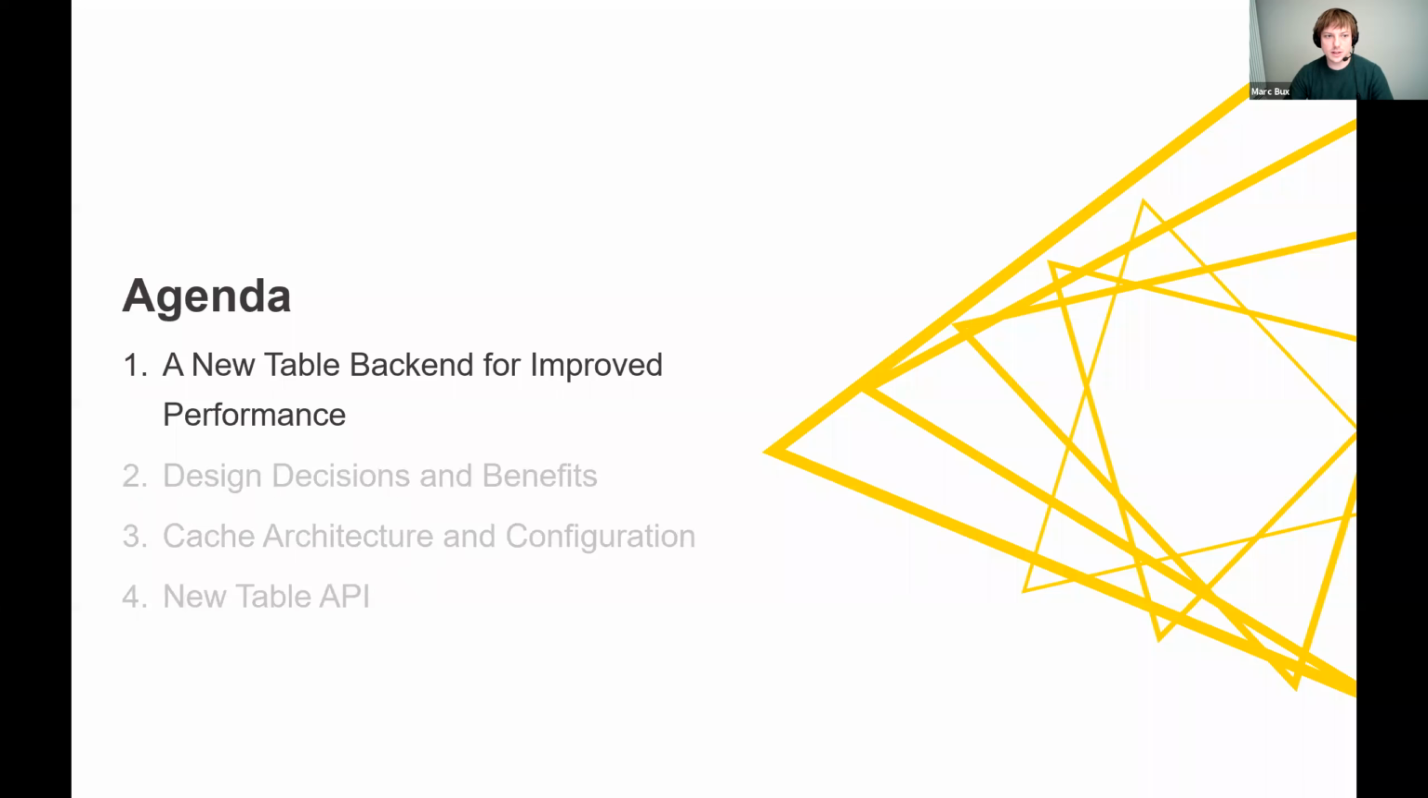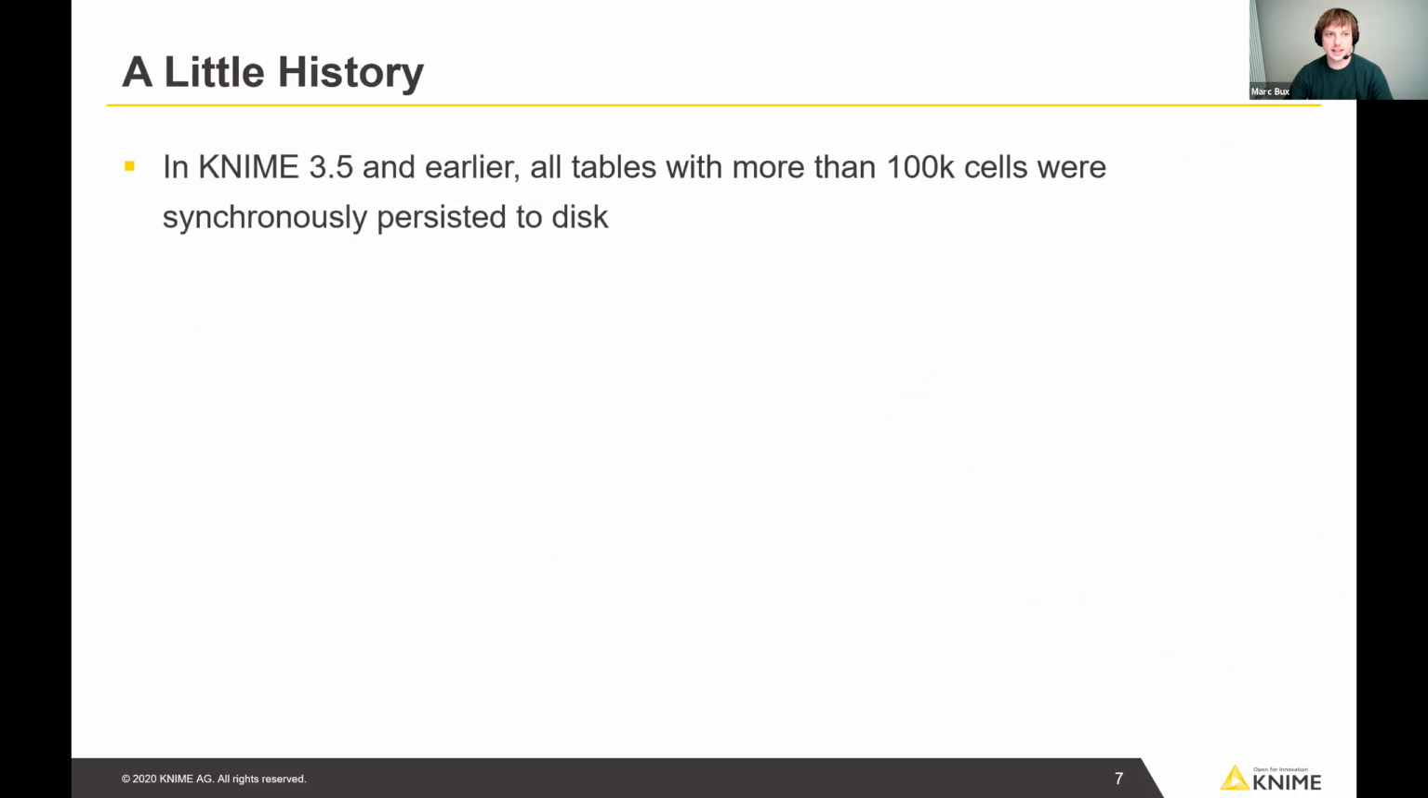So without further ado, let's first hop into what this new table backend actually is and where it fits into the software stack. First of all, a little history lesson. Way back, about 3 years back in Knime 3.5 and earlier, all tables that were sufficiently large, or all tables that had more than 100,000 cells, were synchronously written to disk. So whenever you had any table generated in a Knime workflow that had some noteworthy amount of data, this would be written to disk, and this would take a long time. And we knew that this took a long time, and we wanted to optimize this.